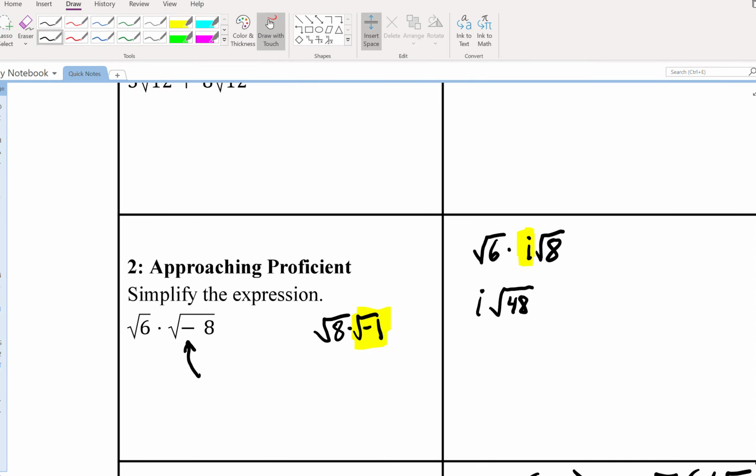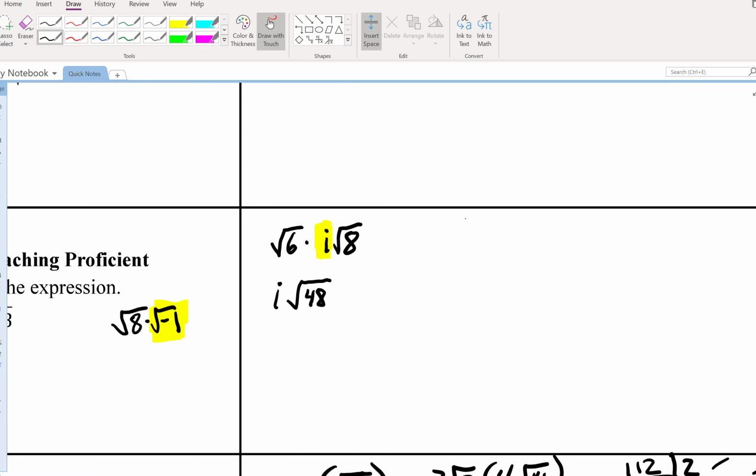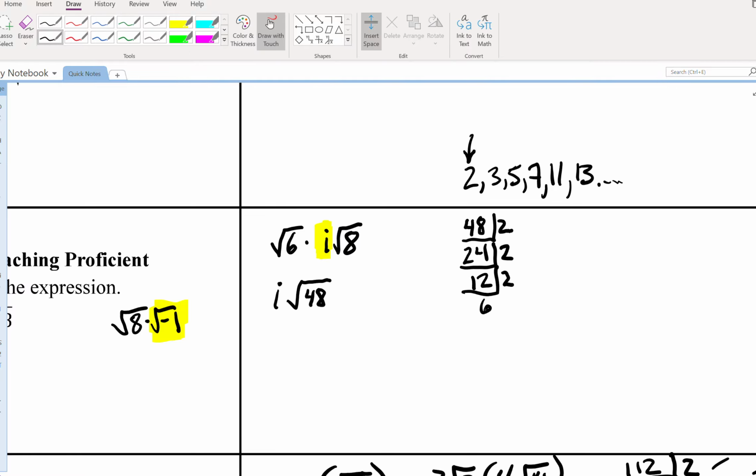And so now I'm going to simplify the square root of 48 if I can, and I think I can. So 48 is divisible by 2. I'm going to use the prime numbers: 2, 3, 5, 7, 11, 13, etc. And I'm going to check first always the smallest prime number, 2. Since 48's even, 2 goes in there 24 times. And then 2 into 24, 12. And then 2 into 12, 6.